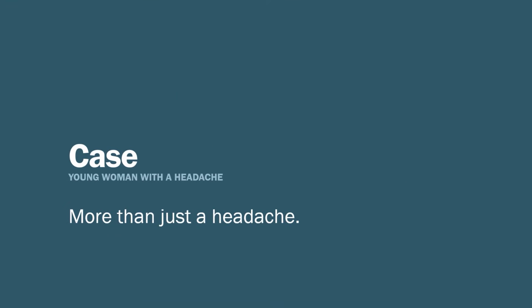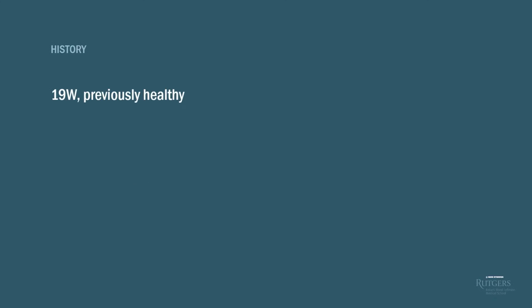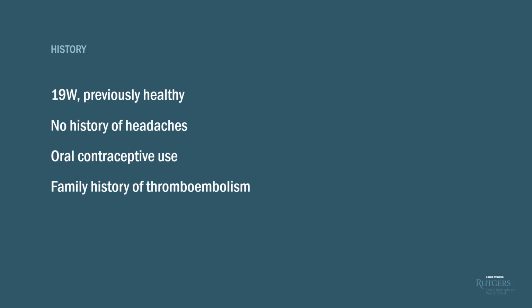So let's start with a case. When a headache is more than just a headache. This is a young 19-year-old woman who was previously healthy. She has no history of headaches. Her only medication is a combined oral contraceptive containing norgestimate and ethinyl estradiol. There's a family history of thromboembolism. Her uncle was reportedly diagnosed with antithrombin 3 deficiency when he developed multiple pulmonary emboli.